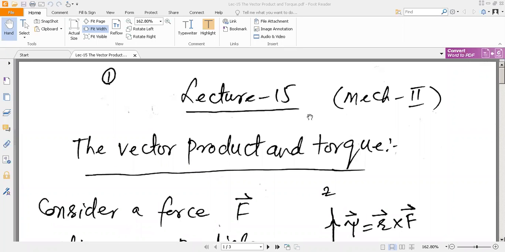This is our 15th lecture of Mechanics 2. Here we will see the topic of torque and electric force, or cross product.